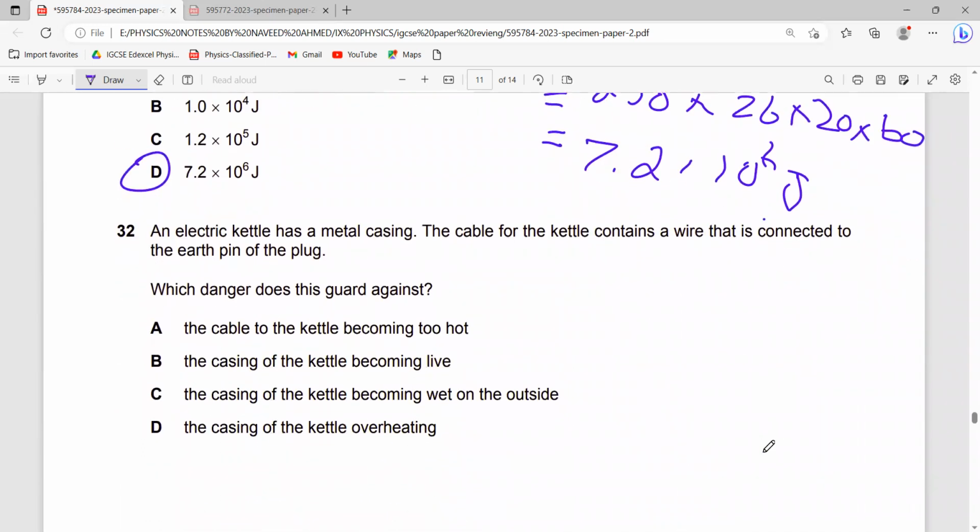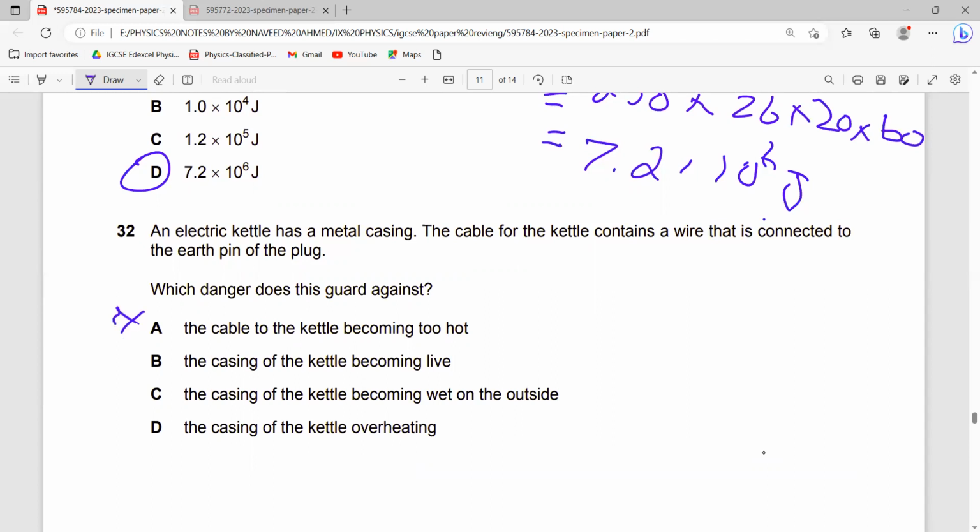In question number 32, an electric kettle has a metal casing. The cable for the kettle contains a wire that is connected to the earth pin of the plug. Because the metal casing is there, it is supposed to be dangerous. Now see, which danger does this guard against? Option A, the cable to the kettle becomes too hot.